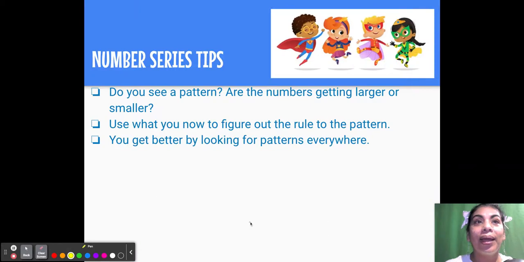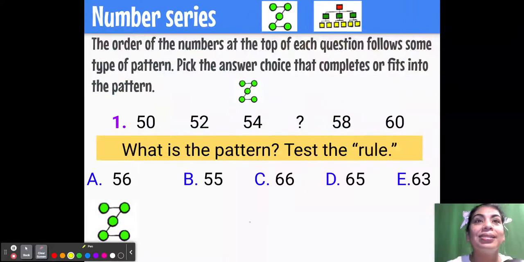Okay, so the last part is the number series tips. So here is all about patterns. How good are you at figuring out patterns? Because there's patterns everywhere. So here we have a number series. Here are the numbers that we have: 50, 52, 54, there's a missing number, 58 and 60. So we do need to figure out what the rule is.